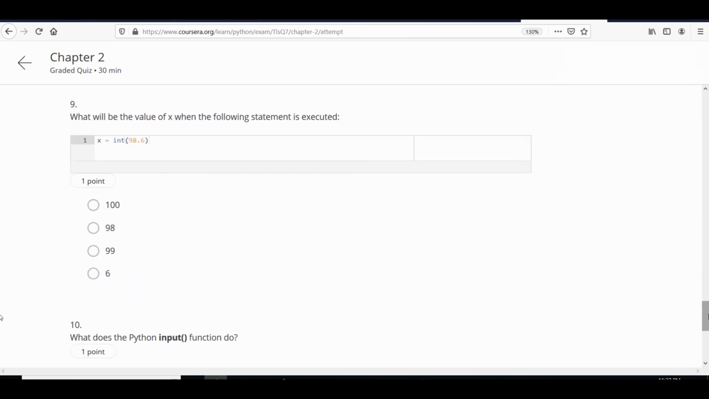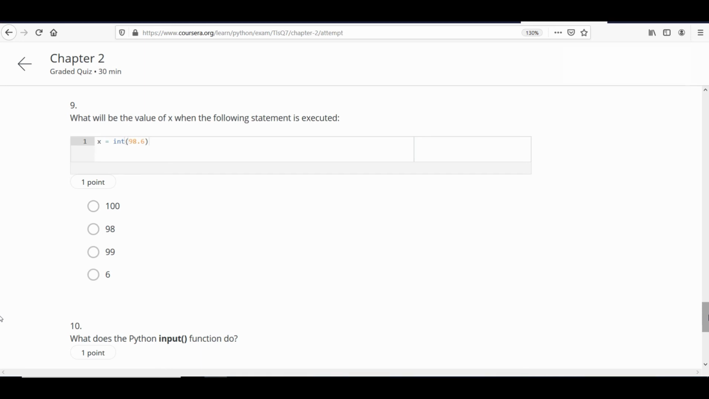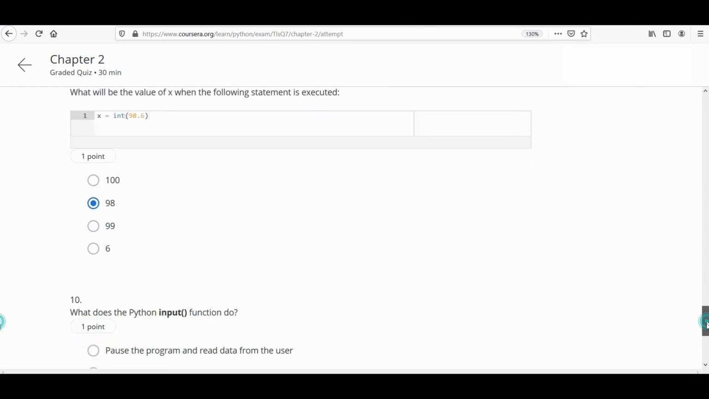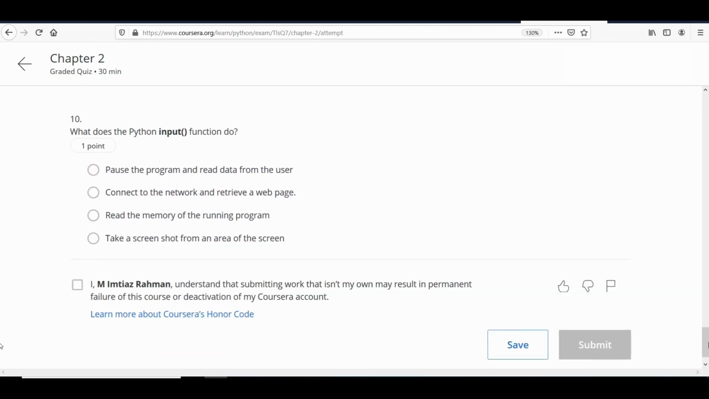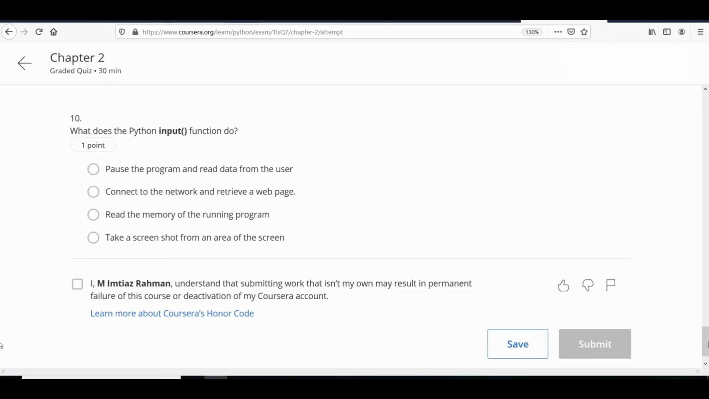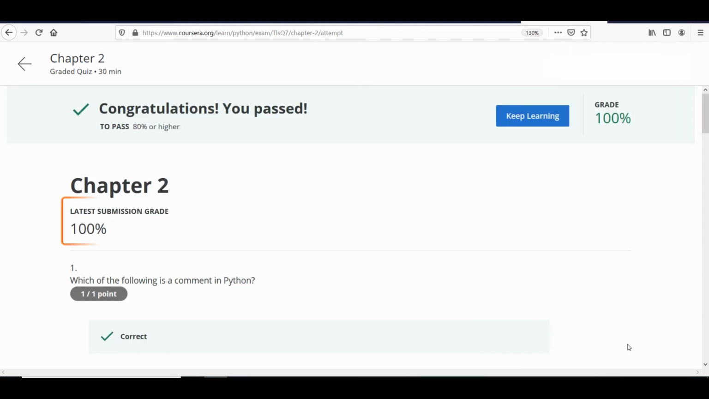Question 9. What will be the value of x when the following statement is executed? X equals int 98.6. Well, the decimal place will be removed. It's not 99, it's 98. Question 10, the last question. What does the Python input function do? Pause the program and read data from the user. And I'm done. Let's see how I did. Full marks again. I'm getting good at this.